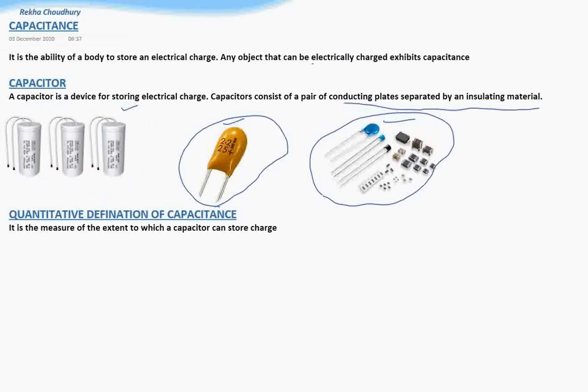Now let us discuss the quantitative definition of capacitance. Capacitance is the measure of the extent to which a capacitor can store charge. We already know that for any charge distribution, the potential is directly related to the charge of a conductor or body. Even for a point charge, the expression of the potential has some constant. For air medium, this constant is 1 by 4 pi epsilon naught, some constant into charge divided by separation. This is the expression for potential for a point charge.